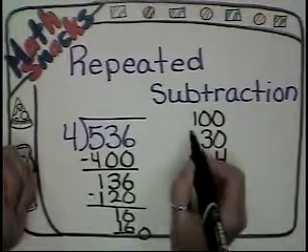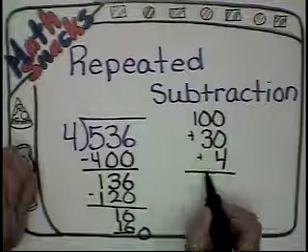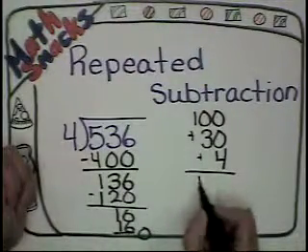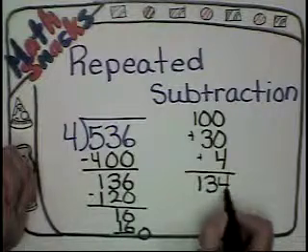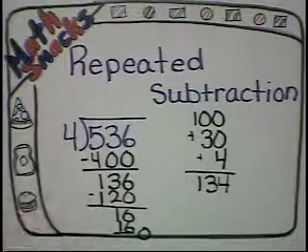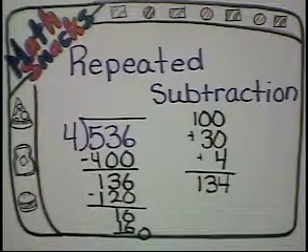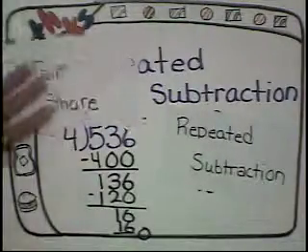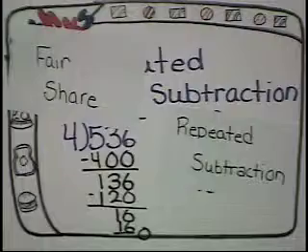Yay! So how many times did we take 4 out of 536? Looks to me like it's 134. 134 times. So 4 goes into 536 134 times. That's pretty cool. So 2 ways to be thinking about it. We can be thinking of it as repeated subtraction, like we just did here, or the fair sharing method that we did with the base 10 blocks.